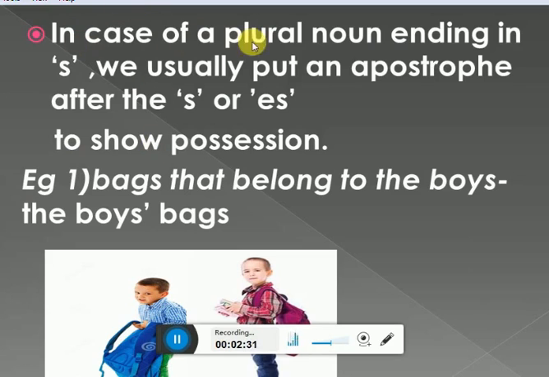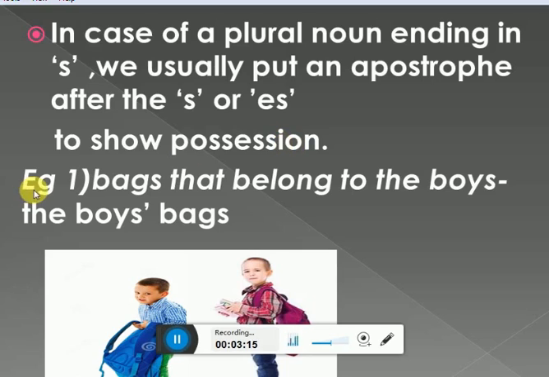In case of a plural noun ending in S, we usually put an apostrophe after the S to show possession. In general cases, that is in case of singular nouns, we use apostrophe S to show possession, but in case of plural nouns that end in S, we use just an apostrophe. We use the apostrophe after S instead of before S.